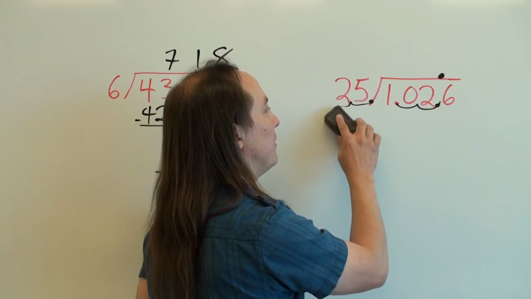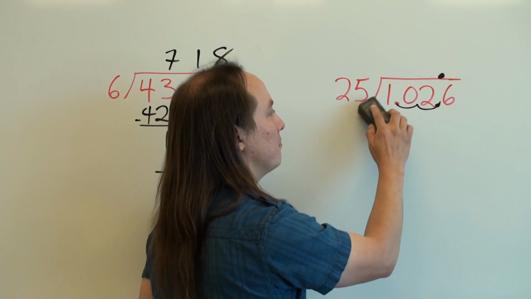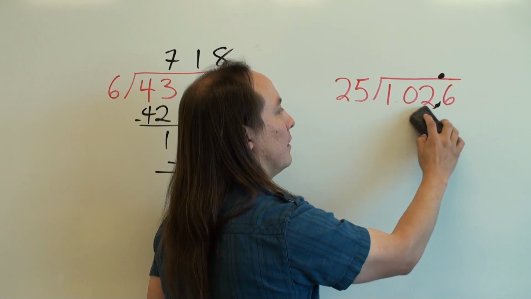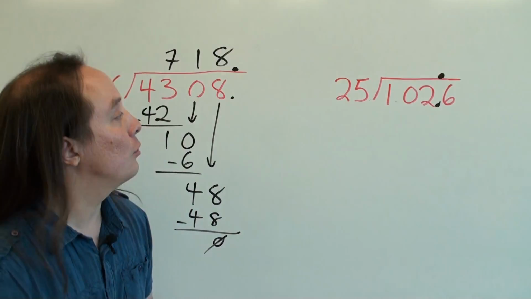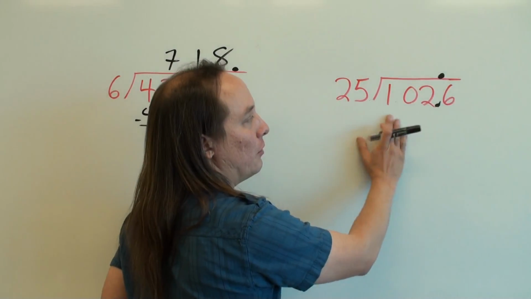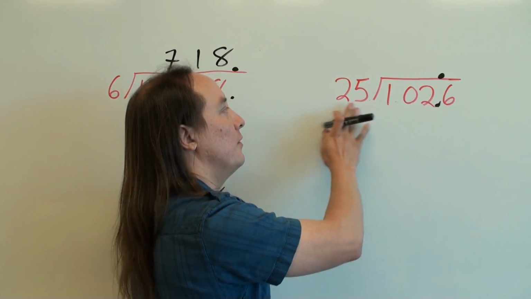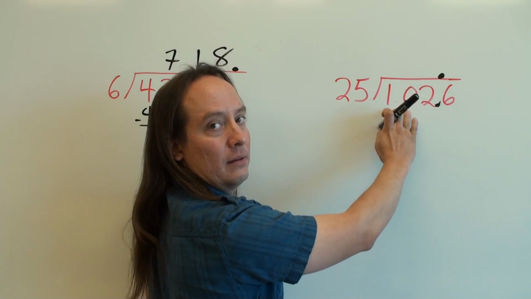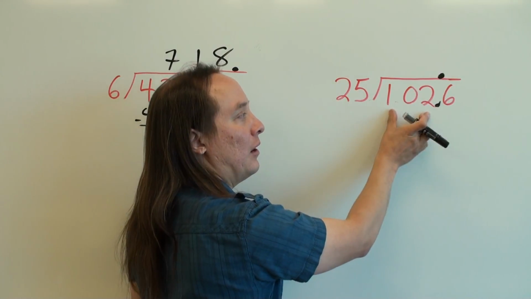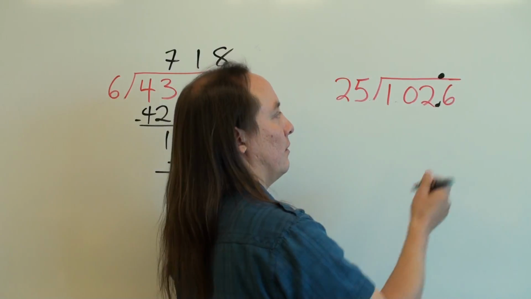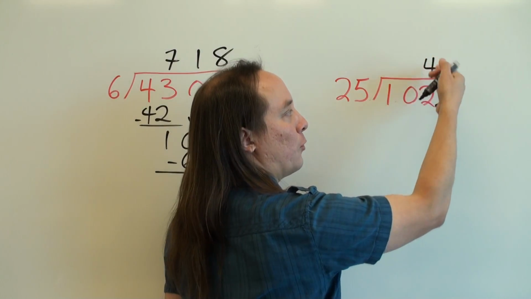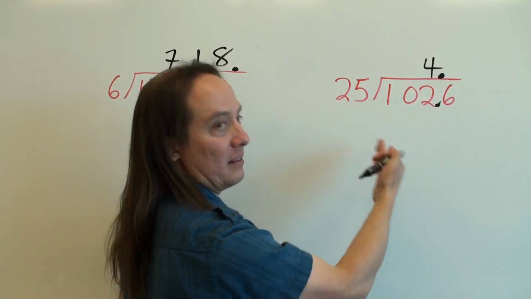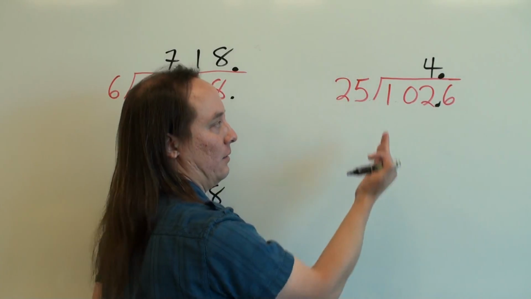Okay, so again, I'm just going to take this away to kind of clean it up here. All right, so now 25. 25 goes into 1, no. 25 goes into 10, no. 25 goes into 102, yes. So it goes into it 4 times, and I put the 4 over the 2 so that I'm saying it's 102 and not 10, okay?